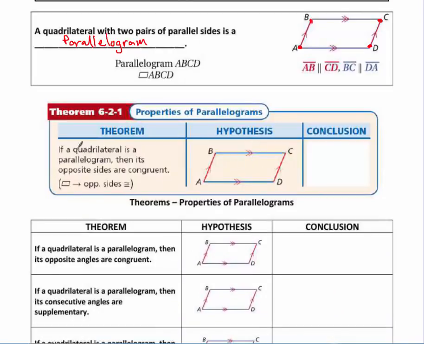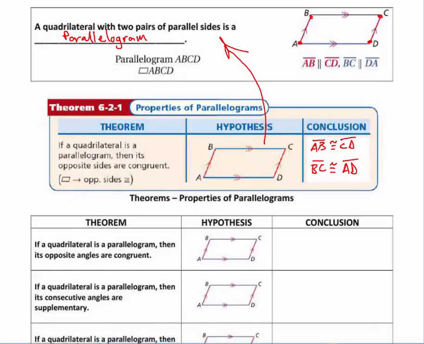A property of parallelograms is that if a quadrilateral is a parallelogram, then its opposite sides are congruent. So when we look at this picture, we see that this is a parallelogram because it fits the definition. It has 2 pairs of parallel sides. Well, if that's true, then the opposite sides are congruent. So our conclusion would be that AB is congruent to CD and BC is congruent to AD. Again, this is a theorem that we could use in a proof or to solve some of our problems. So if we see a parallelogram, we know that the opposite sides are congruent.